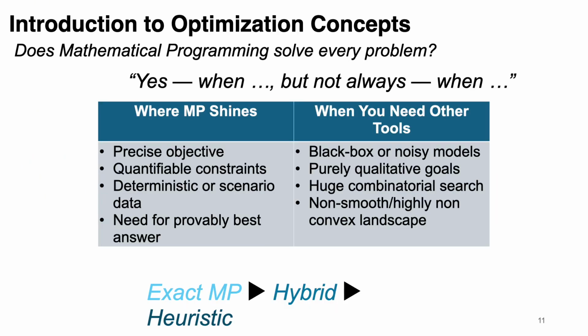It is important to remember that mathematical programming is not a silver bullet. It is the perfect tool when your goals and constraints are precise and quantifiable. If you need a solution that is provably the best possible option, Gurobi is your primary choice. However, if your goals are purely qualitative, or if you are dealing with a black box system where you don't actually know the underlying math, you may need to look toward heuristics or simulations. In the professional world, we often use a hybrid approach, using exact optimization for the core logic and heuristics to handle the messier, less defined parts of the problem.